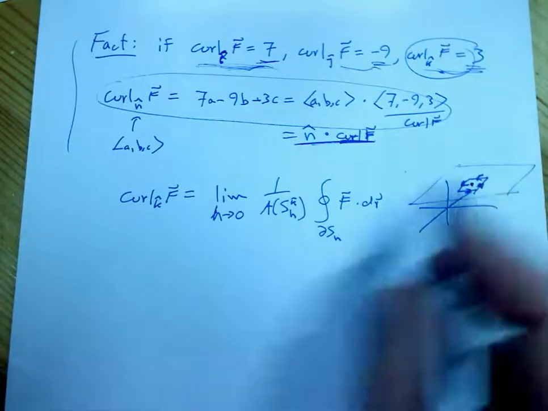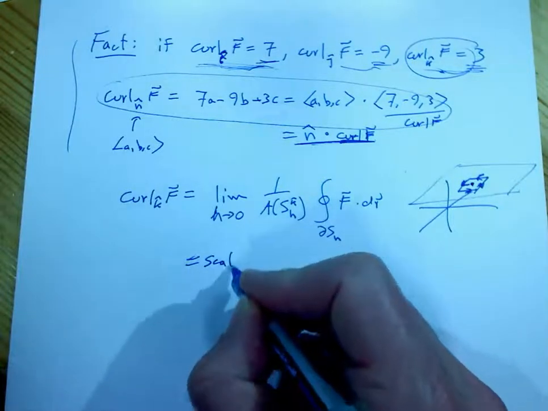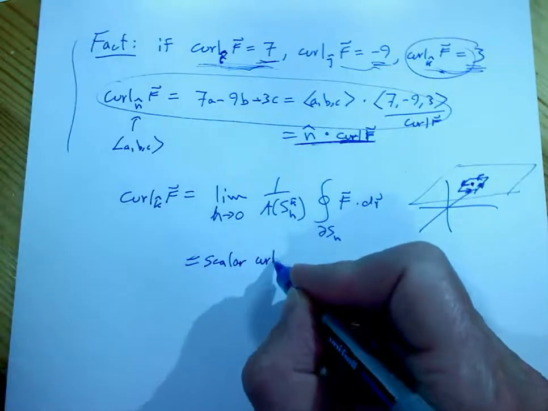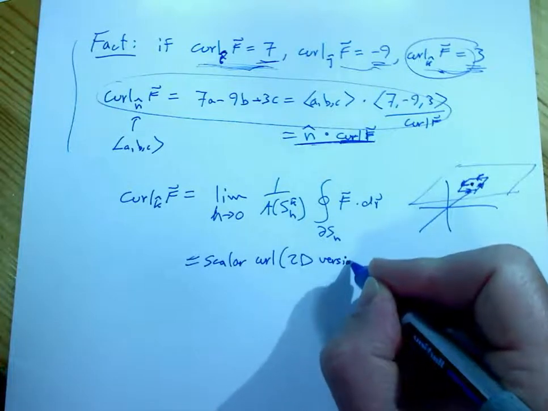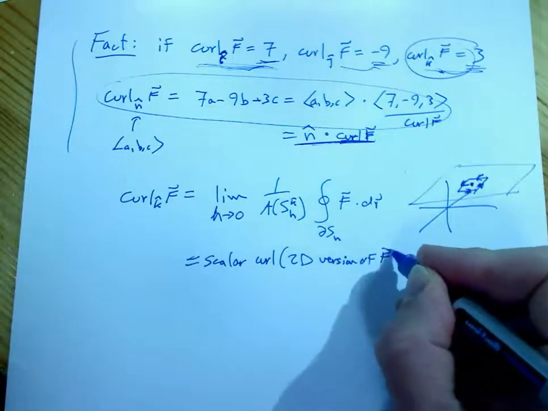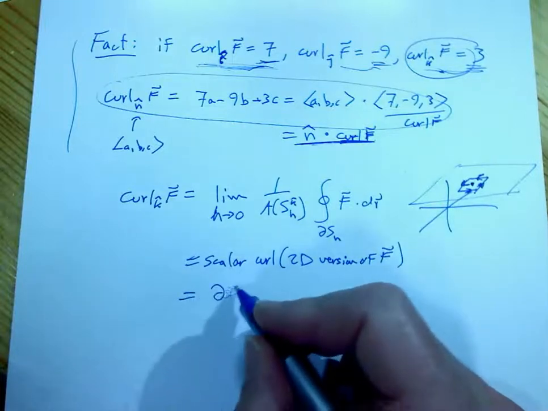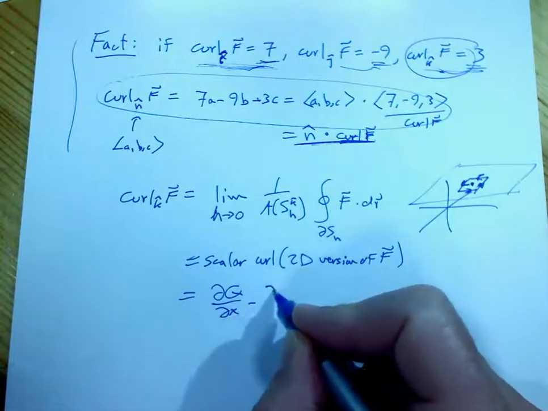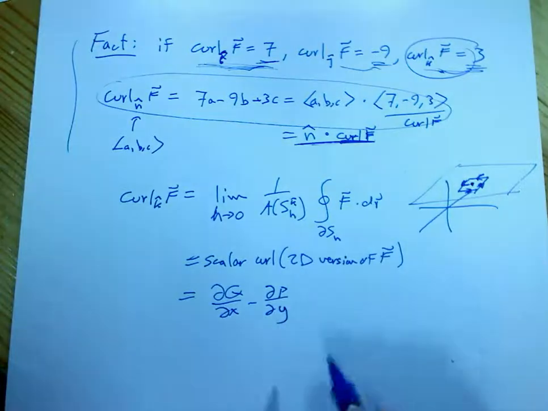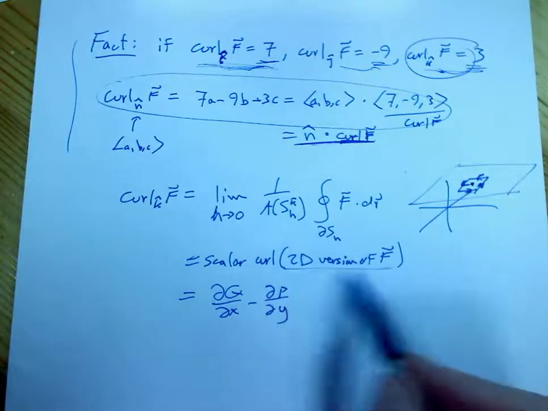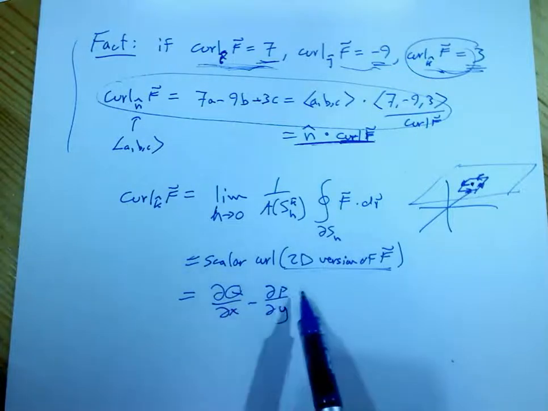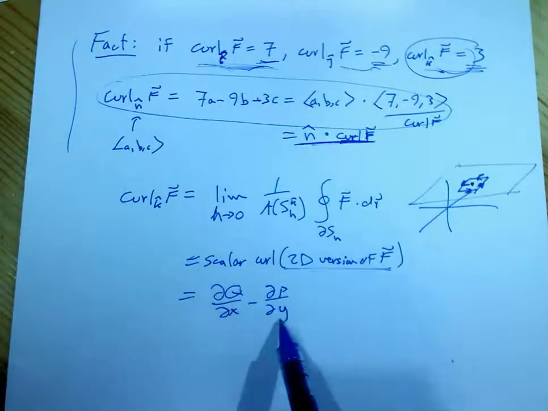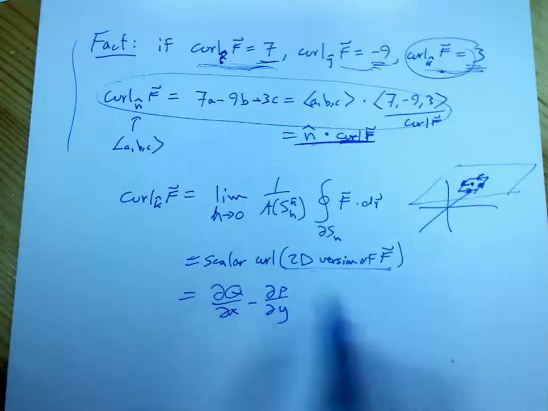And then doing exactly the scalar curl. So this is the scalar curl of sort of the 2D version of f, and we know how to calculate that. That was dQ dx minus dP dy. Okay, the 2D version of f, the Q and the P of that are exactly the same functions, except they might have a z in them, but I'm taking partial x and partial y anyway. Doesn't matter. Does not matter.